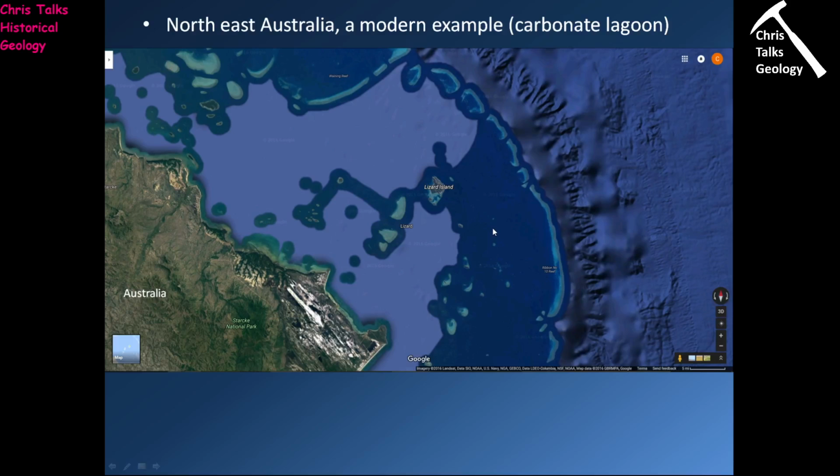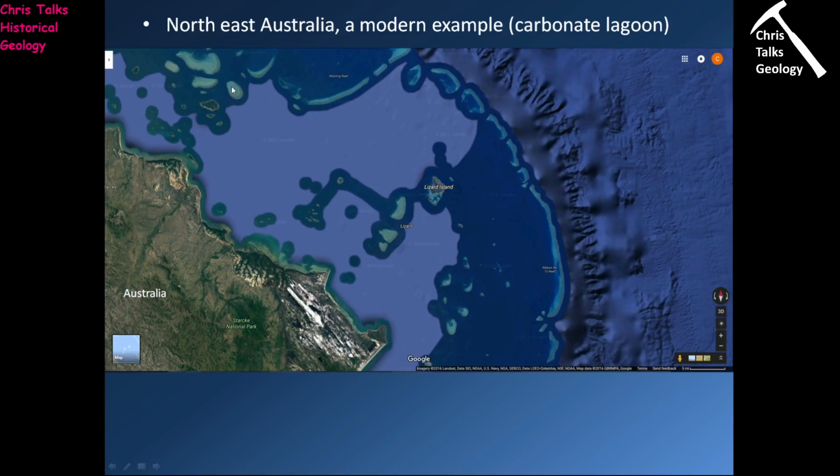If you want to form huge quantities of carbonate, you need to be looking at a system like this. So now we're looking at the northeast coast of Australia, the Great Barrier Reef area. Here we have our continent, and our shelf break is coming along here. This area is our continental slope, this is our abyssal plain over here, and this is our shelf.